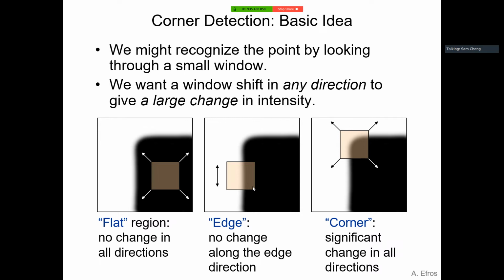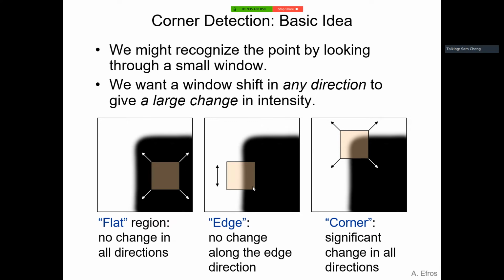So what we want is, if we move the patches around, left, right, up, down, and the resulting patch does not look like the original patch, then we can say that this is a corner. So this is the main idea. But you can see there's some nice math there. That's why, comparing with last time, we spent a little bit more time on this.